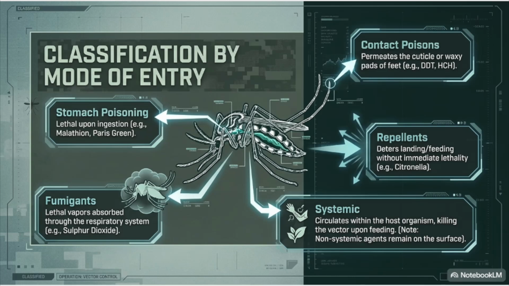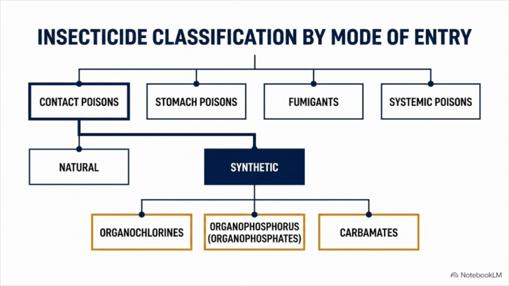There is also a systemic category where the chemical circulates within the host organism and kills the vector upon feeding, while non-systemic agents simply remain on the surface. Within this classification, contact poisons can be further divided into natural and synthetic types, and synthetic contact poisons fall into three major chemical families: organochlorines, organophosphorus compounds, also called organophosphates, and carbamates.